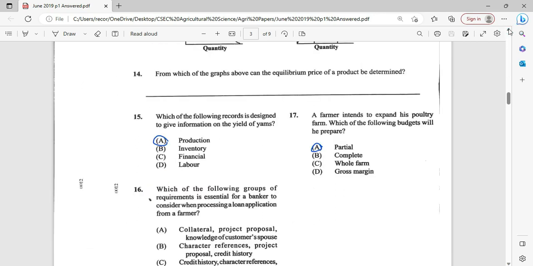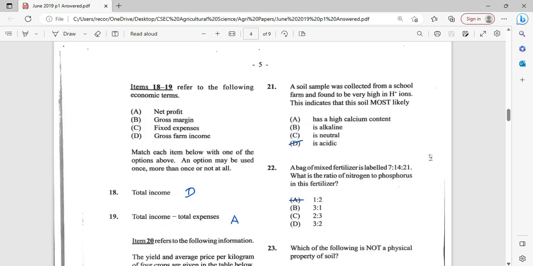Number 17. A farmer intends to expand his poultry farm. Which of the following budgets will he prepare? Of course, that's going to be a partial budget. That's number 17, A's answer. He would have already had a budget, so he's also going to make amends to that budget to pretty much seek the loan.